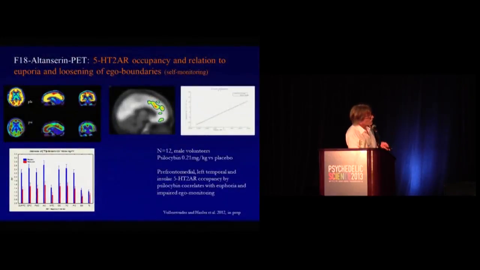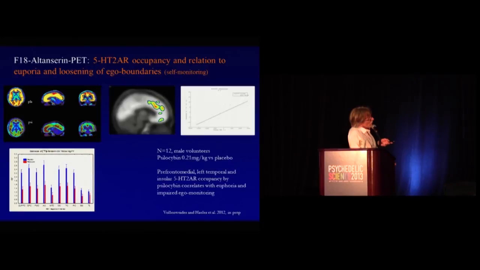So we can also use other tracer techniques like receptor labeling. We developed the 2A antagonist that sticks on the 2A receptors. It's F18 altanserin, and you can map where the 2A receptors are. We had a lot of evidence from animal research and from our blocking experiments, where we blocked this receptor and we could almost or virtually block all the psychedelic effects.